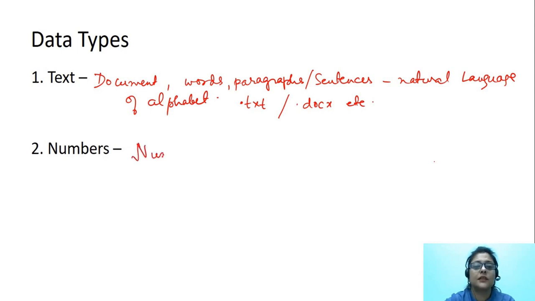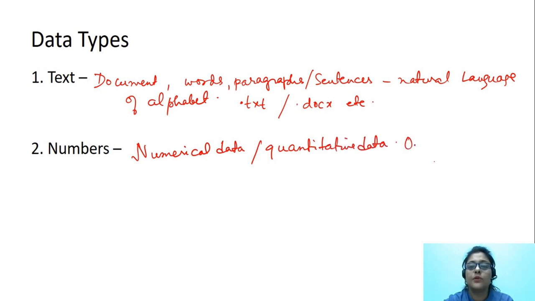Next, we have number type of data. This is the numerical data. Also, sometimes it is called quantitative data. And we have numbers from 0 through 9.